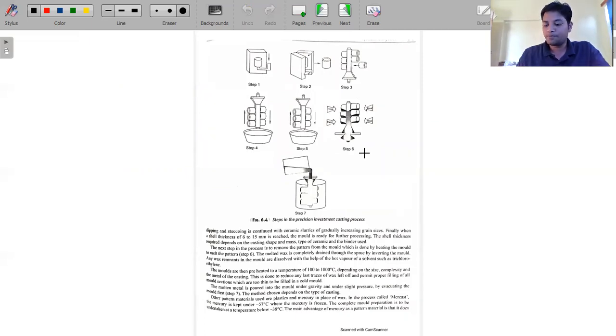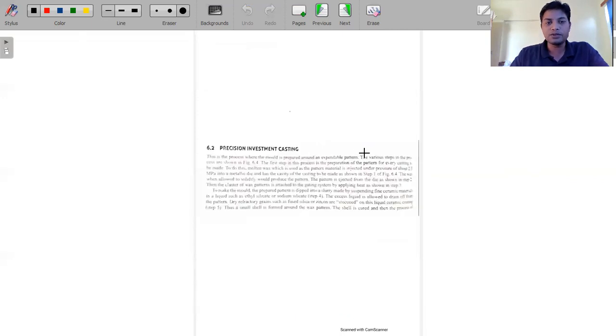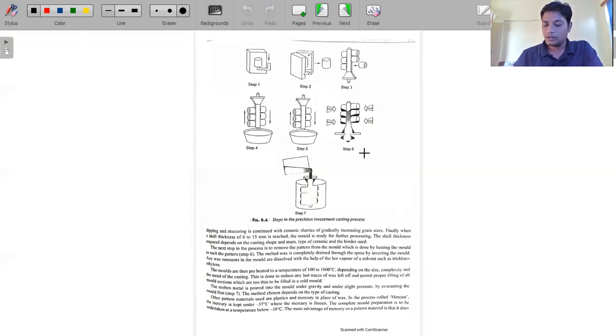First, we are going to discuss precision investment casting, which we sometimes call investment casting. In casting processes, as we discussed in the casting terminology, first there is a pouring basin, then a sprue, then the material comes to the runner, then there is a gate, and after the gate the molten metal flows into the mold cavity. So that is basically the simple casting, or we can say permanent mold casting, which is the name given to it.